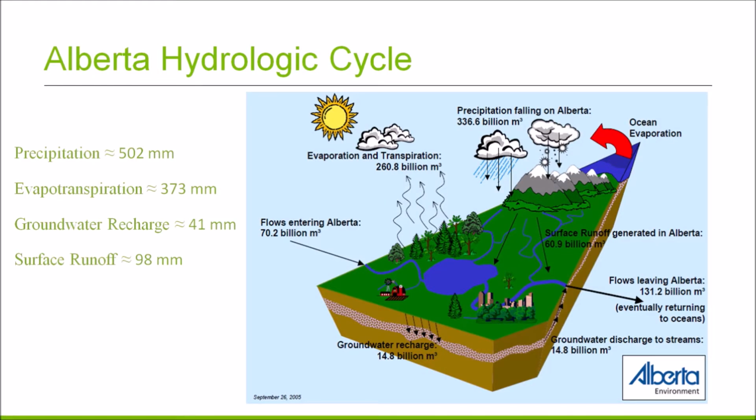In this slide, you can see there's a map on the right side, and it's sort of a hydrologic cycle on a provincial scale. In Alberta, on average, 500 millimeters of precipitation falls in a year, and because of the semi-arid climate, three-quarters of that amount actually gets lost to evapotranspiration. And then we have groundwater recharge, which goes deeper into the aquifer, about 40 millimeters, and surface runoff is about 100 millimeters, which is one-fifth of the precipitation.